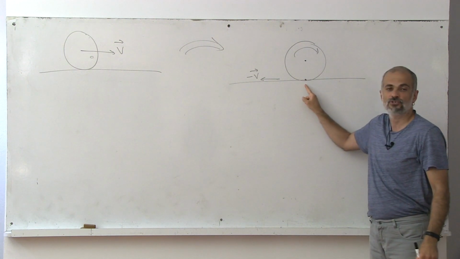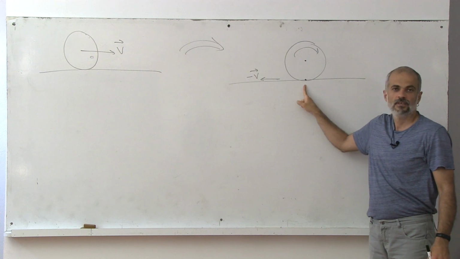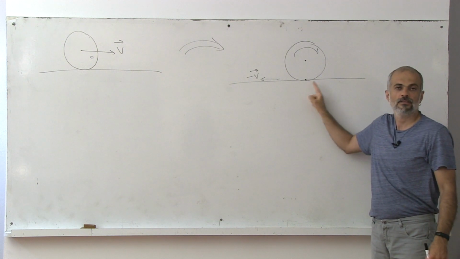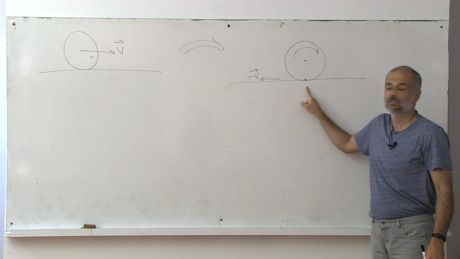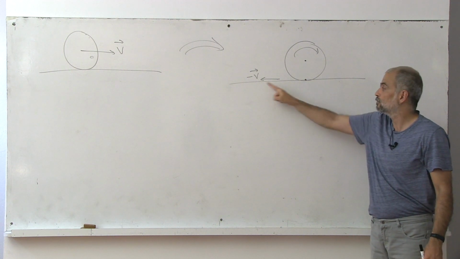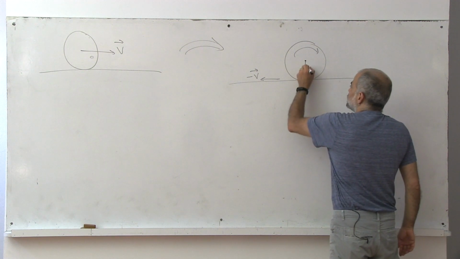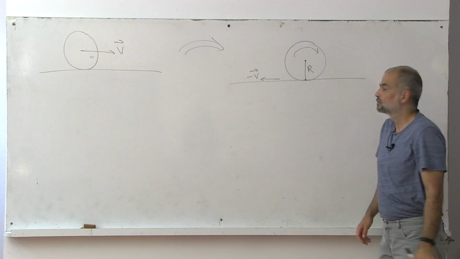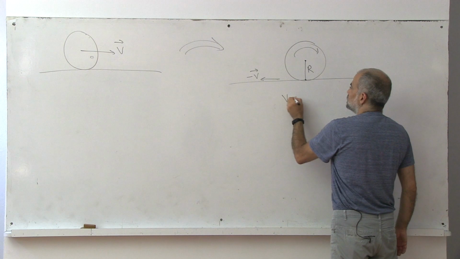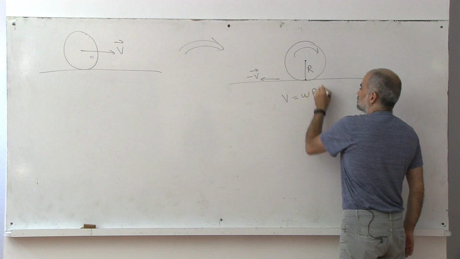Note that if the ball is not slipping, then the point of the ball that touches the surface and the surface are moving with the same velocity. So this point on the ball is actually moving with the speed v. But if this radius is r, then v should be equal to omega times r.